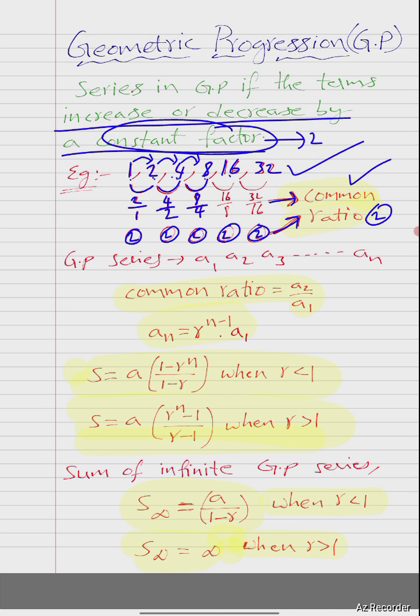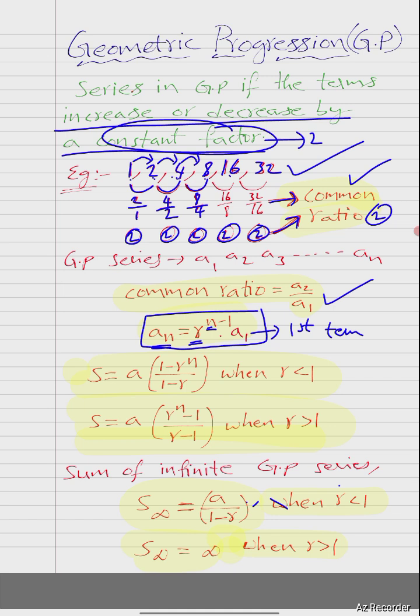Okay. Now how to deal with such a series which is in a GP? First of all, we have to find the common ratio in order to confirm that the given series is in a GP. Once we confirm it is in GP, how to find the nth term in that series? This is the formula to find the nth term, where r is the common ratio, n is the number of terms in the series, and a1 is the first term in the series.